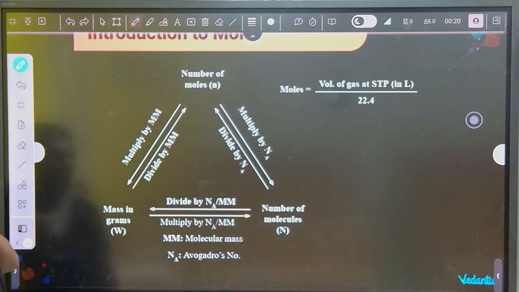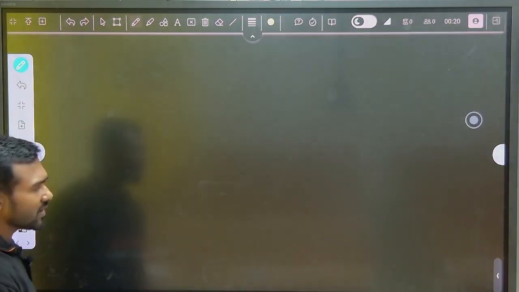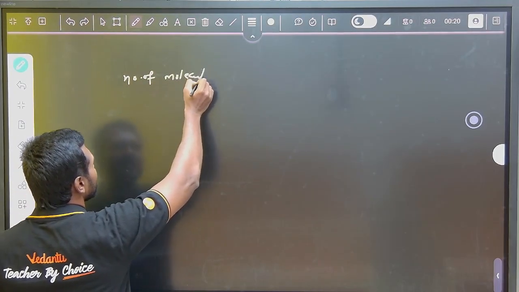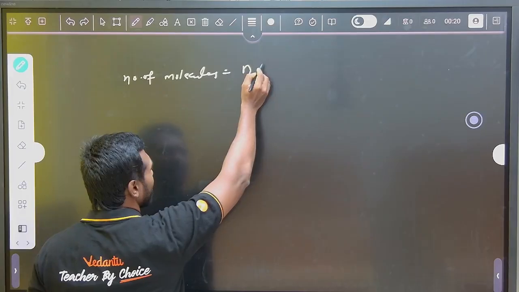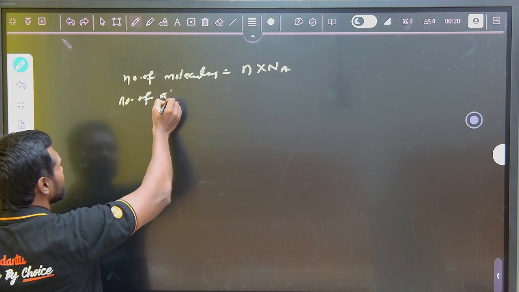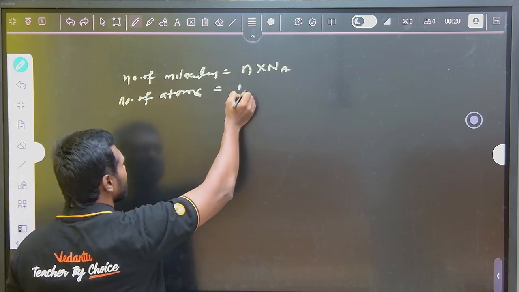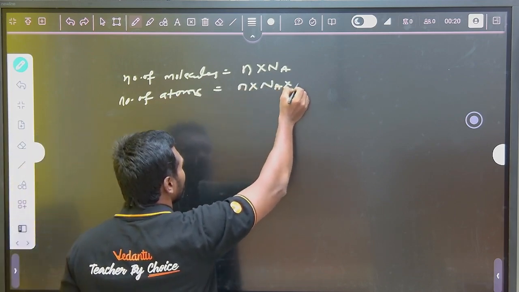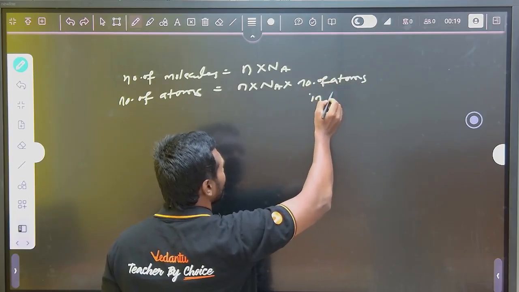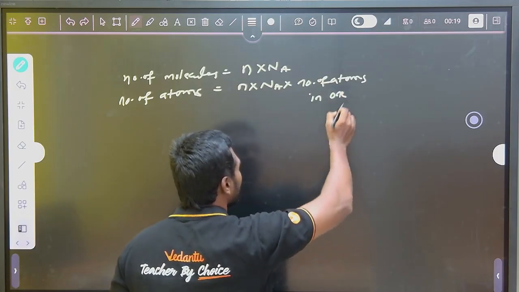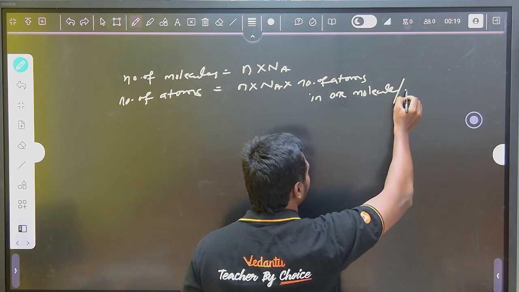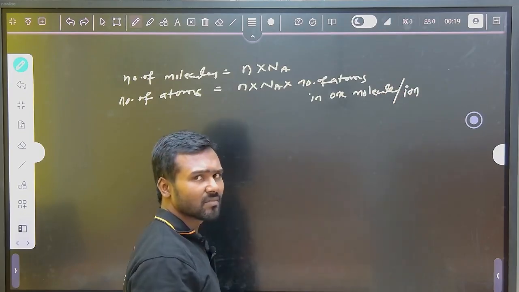Now here, in order to do some calculations, I will use some formulas. If they give number of molecules, number of molecules is equal to number of moles, n, into Na. Next, number of atoms. Number of atoms is equal to number of moles into Na into number of atoms in one molecule, or else if they give an ion, then you take the ion.